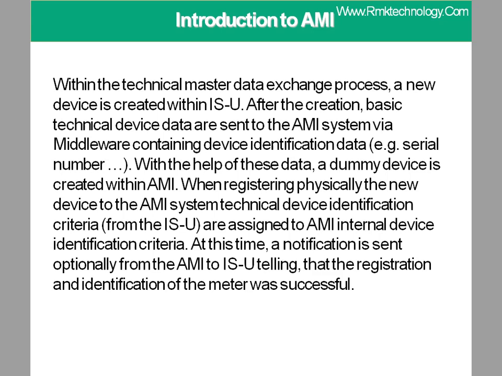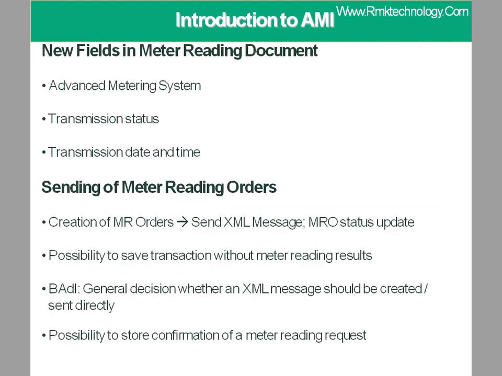When registering physically the new device to the AMI system, technical device identification criteria from the ISU are assigned to AMI internal device identification criteria. At this time, a notification is optionally sent from the AMI to ISU telling that the registration and identification of the meter was successful. This slide describes changes introduced to the meter reading document as part of the SAP AMI enhancement. MRD has new values like advanced metering system, transmission status and transmission date and time.